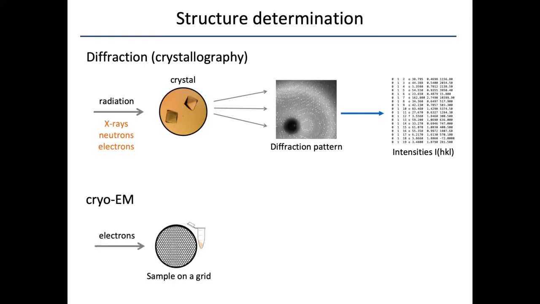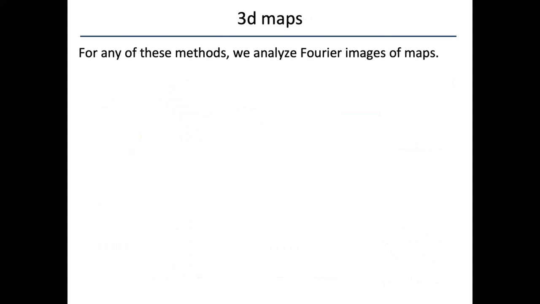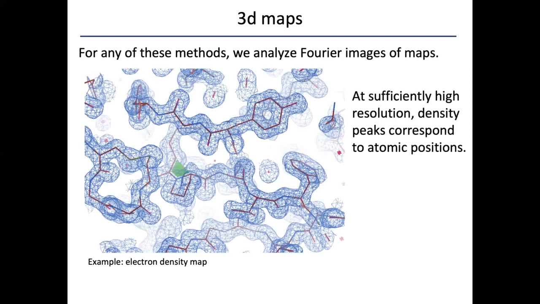For cryo-EM, it's a little bit different. Here we have an electron beam that is shot on the sample, which is here on the grid. Then again, we collect some images, and when we process these data, we can obtain a 3D reconstruction, which is basically a 3D map. So for any of these methods, what we're doing is often we analyze Fourier images of maps. So here's an example of that. It's an example of an electron density map. And it's sufficiently high resolution, these density peaks correspond to atomic positions. So we can build a model into that map. So here we have now a model overlaid to that density.